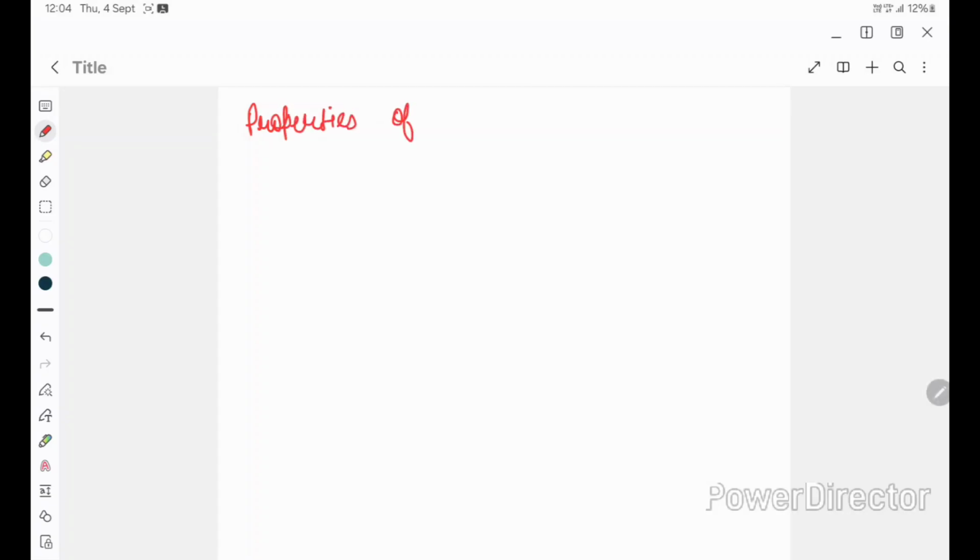Properties of indifference curve. As simple as it seems, it has some deep concepts which you need to grasp before answering questions from this section. So the first property of the indifference curve is that the indifference curve slopes downward to the right.